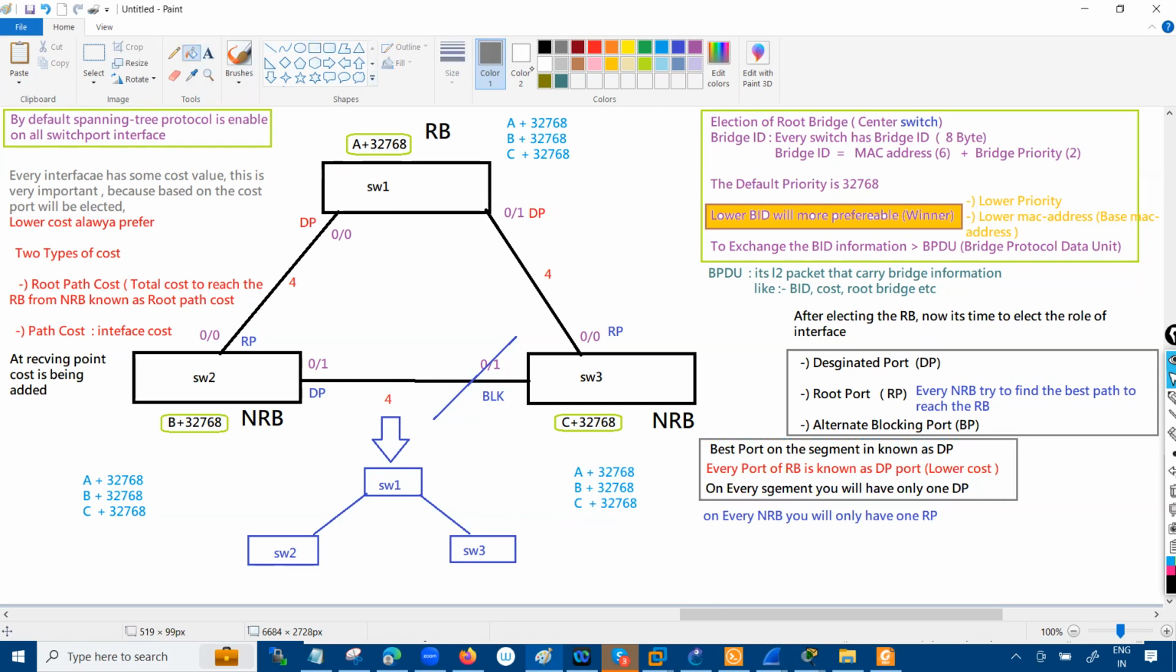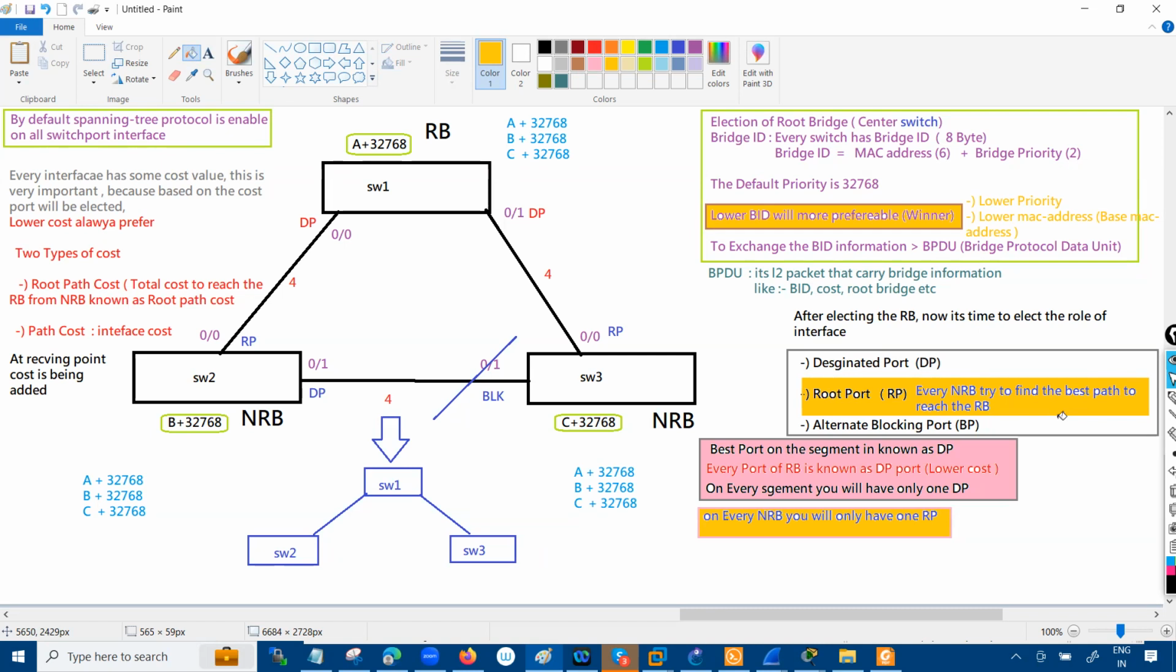So this part is for the DP. I'll make this a color. And for every non-root bridge, you will have only one RP. I'll make this guy a different color, a yellow one. This guy and this guy are yellow. Every non-root bridge is trying to find the best path to the root bridge. Now, I haven't done the practical because I don't want to take lots of time right now, because the theory is also there. We'll do the practical. Don't worry.